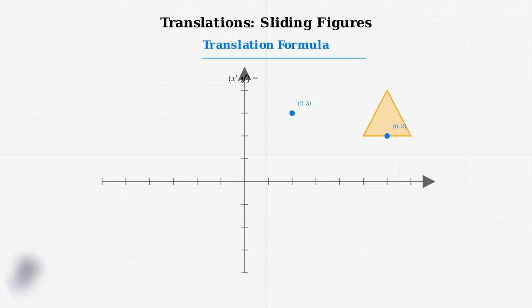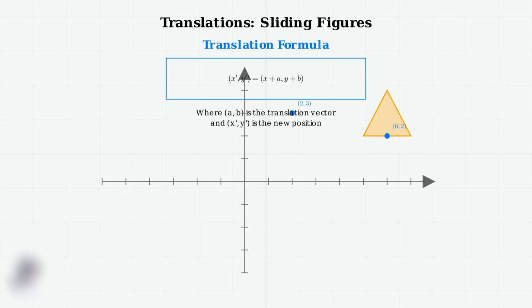Here's the general formula for translations. To find the new position (x', y'), we add the translation vector components to the original coordinates. This simple addition gives us the exact location after the translation. Remember, translations preserve everything about a figure except its position. The size, shape, and orientation remain unchanged. This makes translations one of the most predictable and useful geometric transformations.